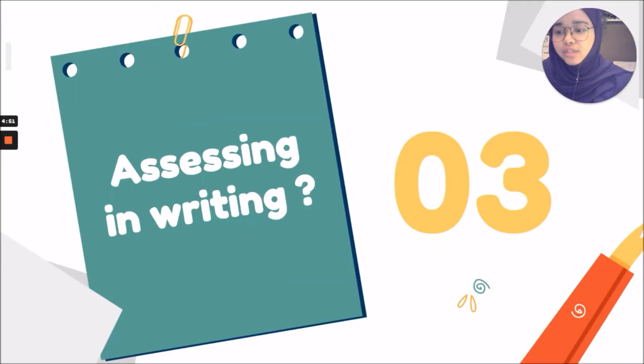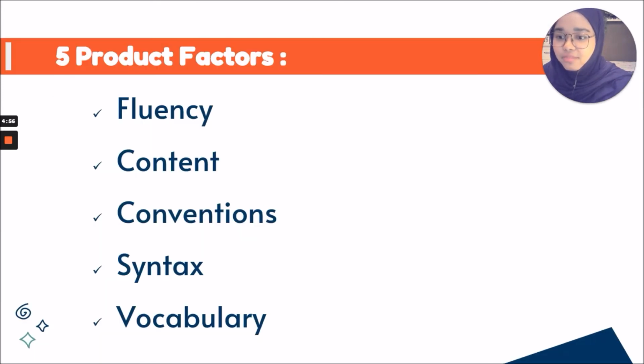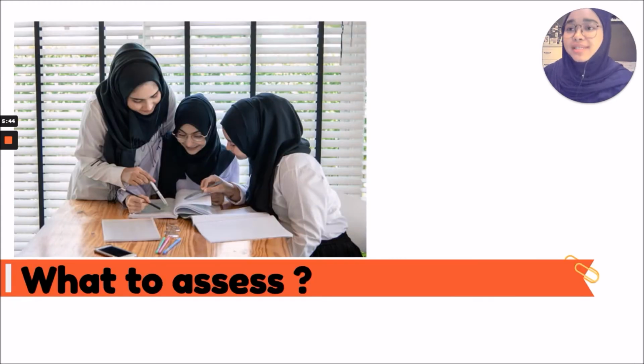So next we are going to proceed with assessing writing. So student writing can be evaluated on 5 product factors. There are fluency, content, conventions, syntax, and vocabulary. Because we know that writing samples also should be assessed across a variety of purposes for writing to give a complete picture of a student's writing performance across different text structures and genres. Okay, so next, proceed with what to assess.